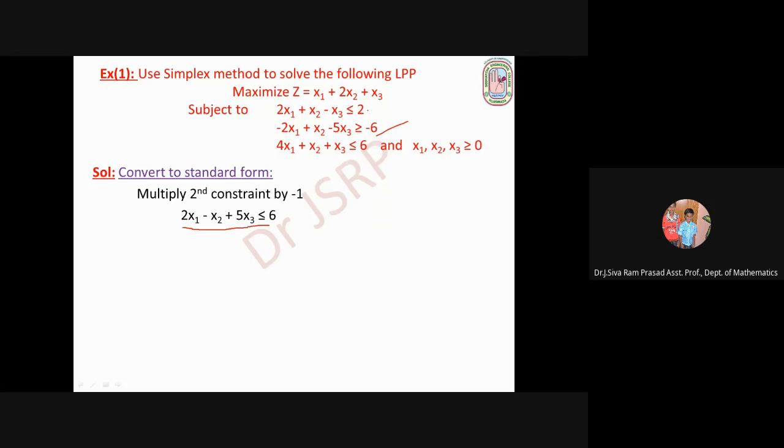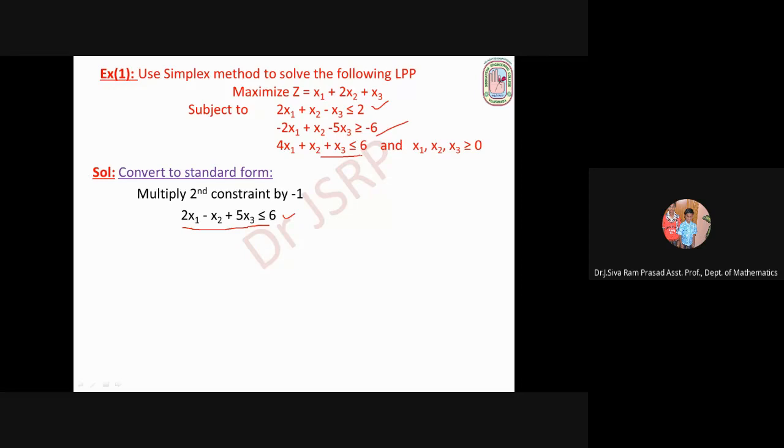Okay, right. So first and third constraints on the right hand side we have positive values. Now all the constraints are less than or equal type. So this is first one, this is second one, and this is third one. So all are less than or equal constraints. Now convert to standard form.